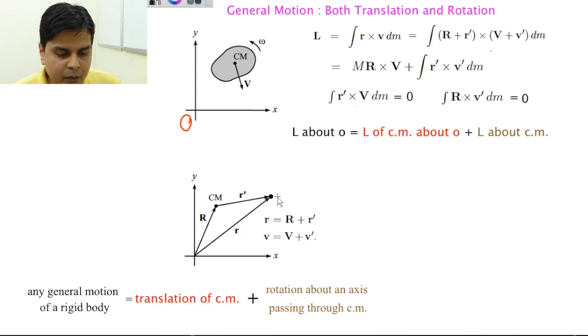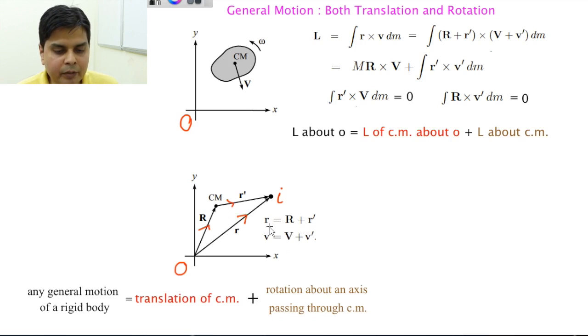For any ith particle, say suppose this is my ith particle, the position vector with respect to this O is given by r. Now suppose the position vector of center of mass is capital R, and the position vector of this ith particle with respect to center of mass is r prime. So I can write this r will be R plus r prime. This is the simple law of vector addition. If I differentiate it, I will get v is equal to capital V plus v prime.